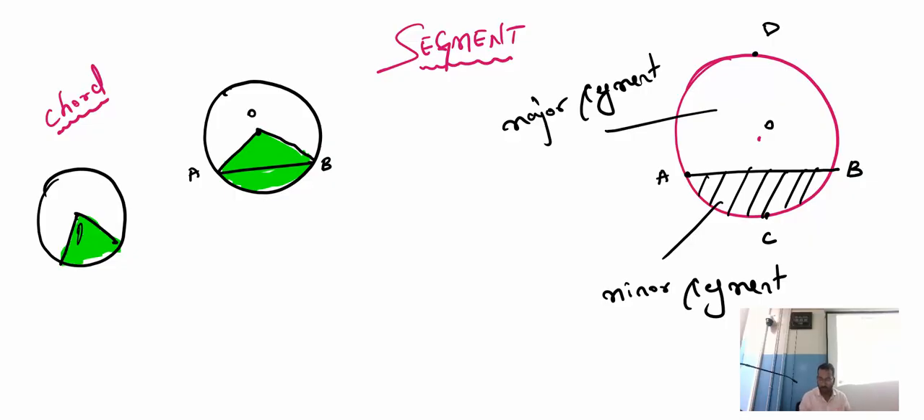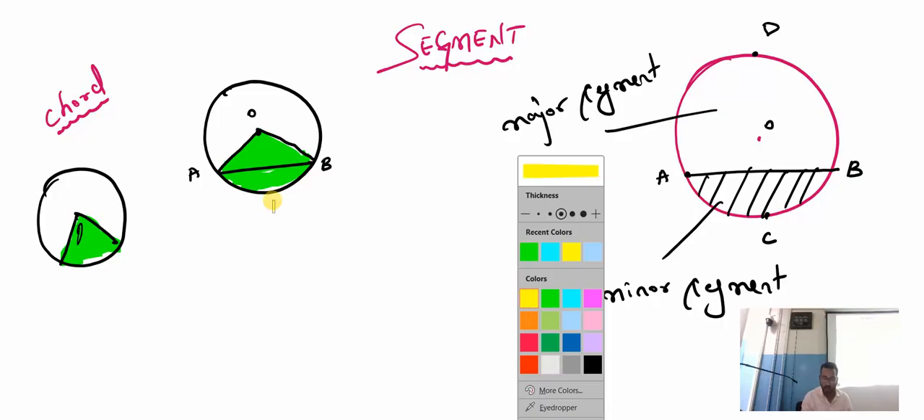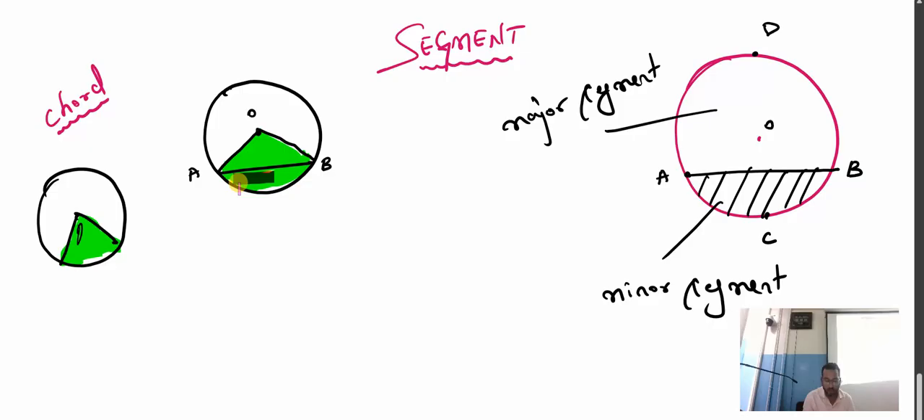But here we want only this region. Correct? Isn't it? I want only this region. I don't want the complete region.